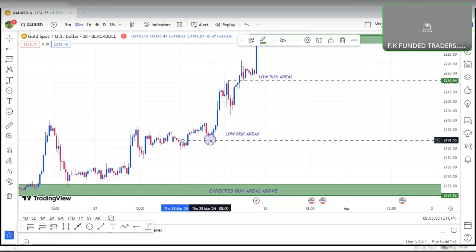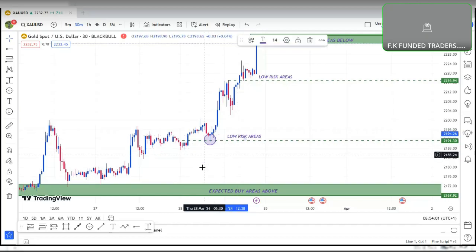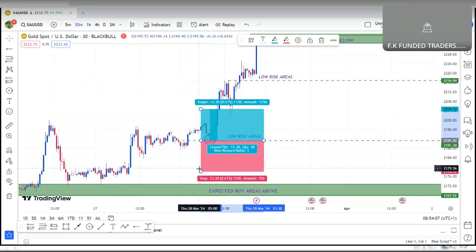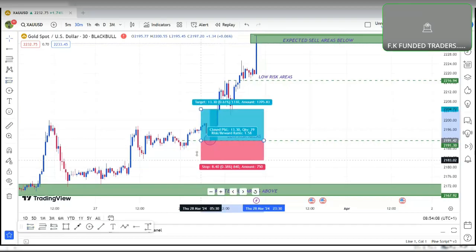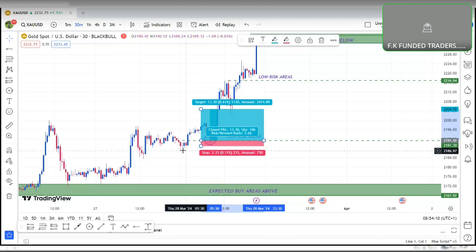You see? Then if the market closed, the candle closed above this weak line, the low risk area, it closed above it, then you have to go in for buys. Are you seeing? You had to put the stop loss towards this zone, this one here, the range that you had there. You have to put it below it.